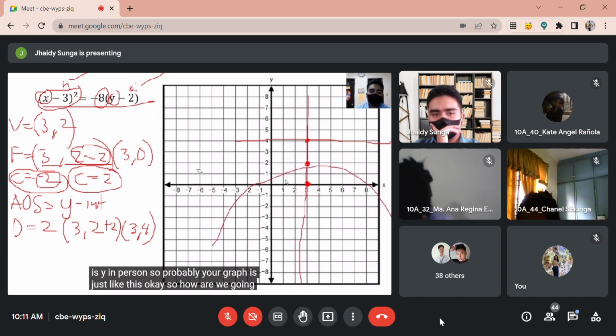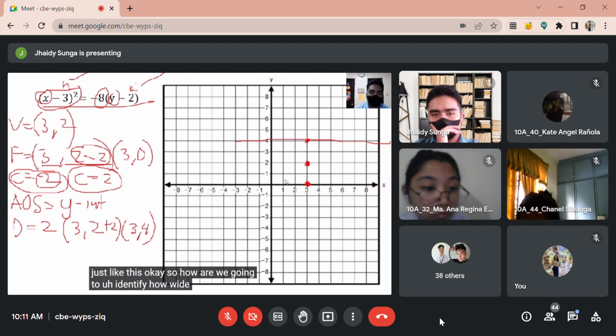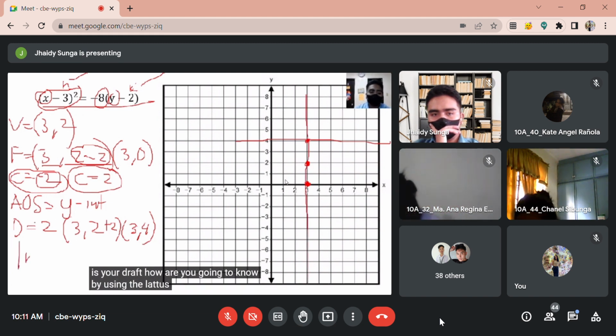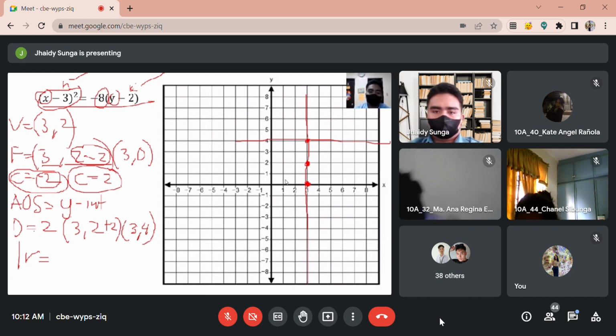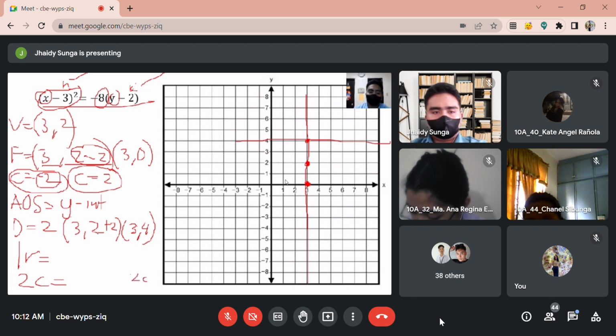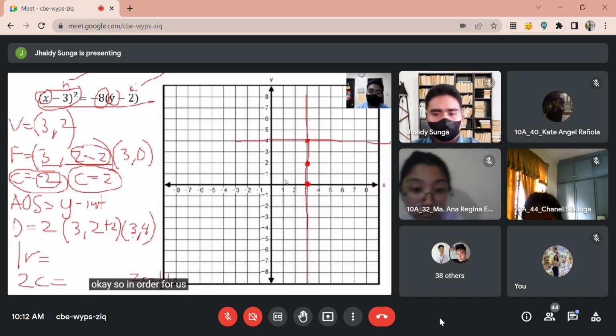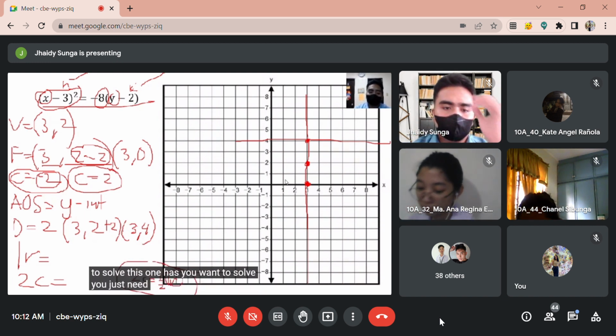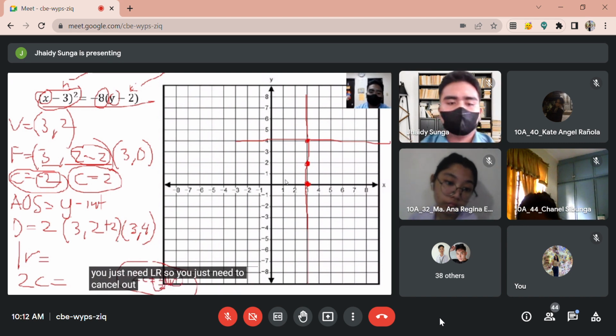Okay, so how are we going to identify how wide your graph is? Or how are you going to know? By using the latus rectum. For your latus rectum, how are you going to find the value of latus rectum? From the value of 2c. Okay, 2c is the half. Please take note that 2c is equal to half of the LR, or half of the latus rectum. So in order for us to find the value of latus rectum, if you want to solve, you just need LR. So you just need to cancel out the 1 half.